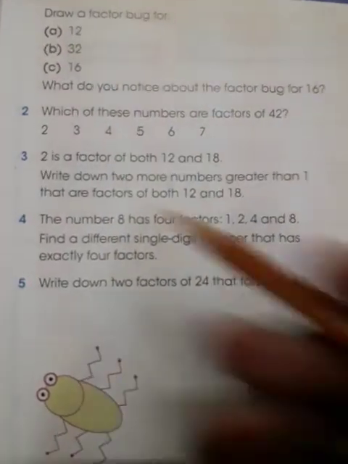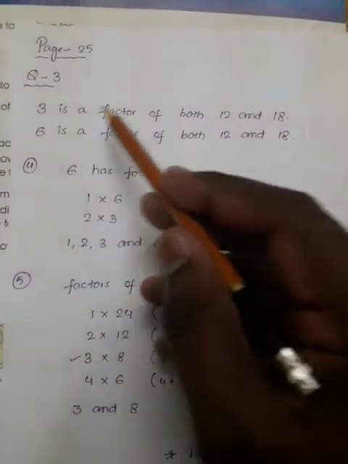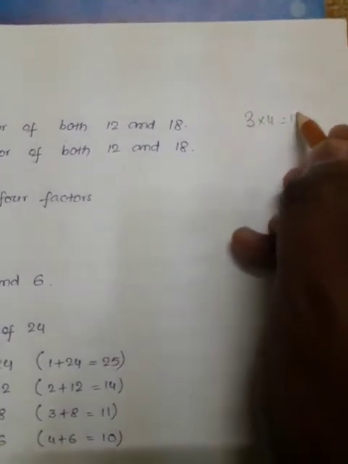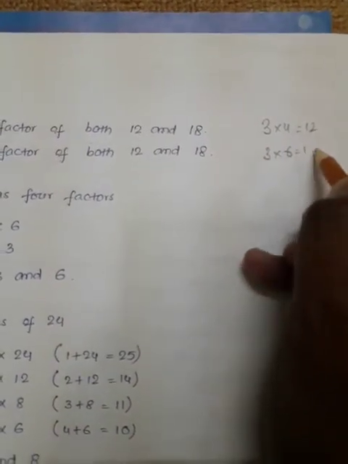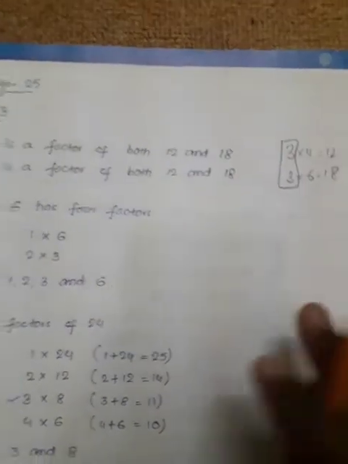Now after the 2 table you can check the 3 table. In a 3 table there is 12 and 18 or not? Yes, it is. So here 3 is a factor of both 12 and 18. Why? Because in a 3 table 3 fours are 12, and also in a 3 table 3 sixes are 18. So 3 is a factor of both 12 and 18.